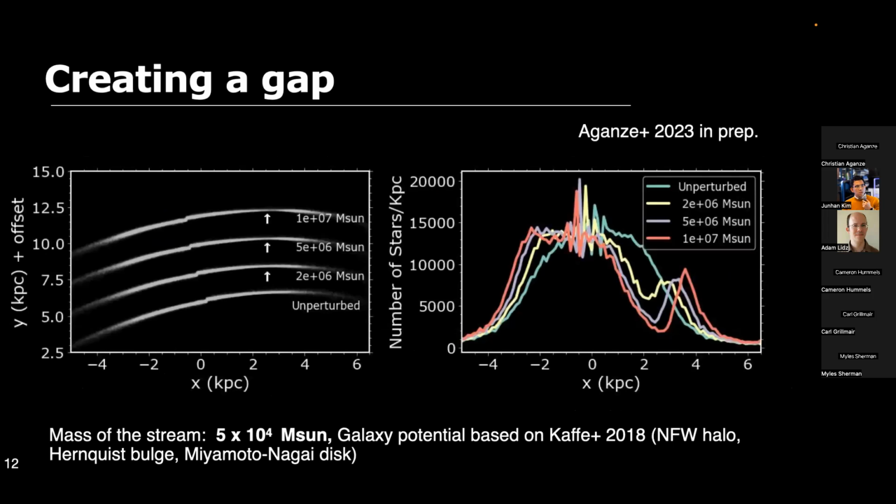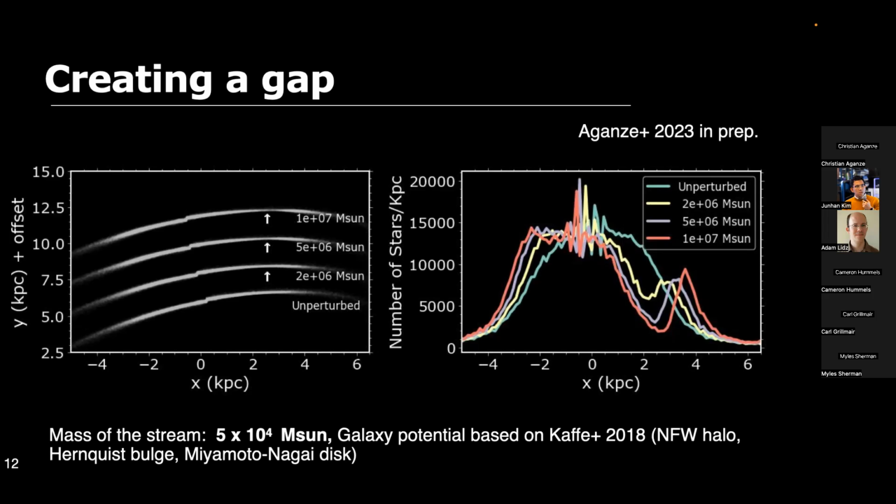So this will be the result of an unperturbed stream. So this is just a Palomar 5 stream. And then if we use a 10 to the 6 solar mass subhalo, maybe there's a gap, maybe there isn't. And then 5 times 10 to the 6, and then 10 to the 7 solar mass. The reason we care about these mass ranges is because that's where different dark matter models predict different subhalo number counts. So warm dark matter models would predict fewer in this range.